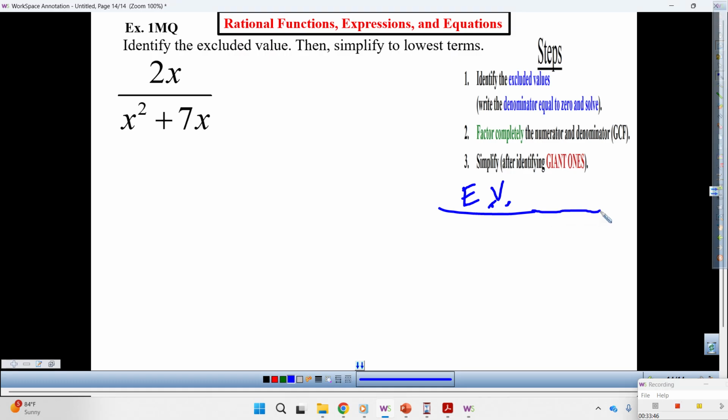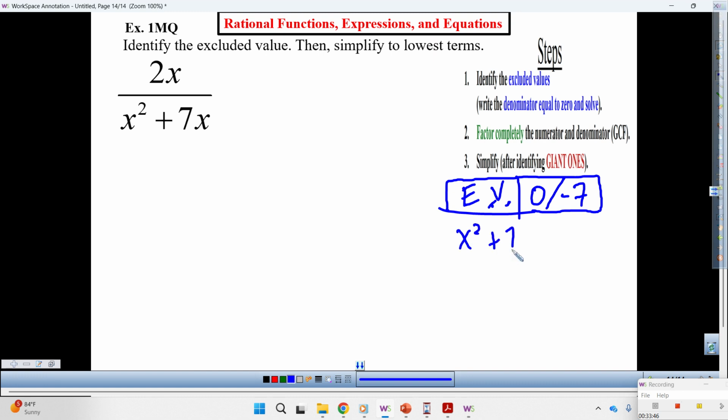All right, excluded value. Good talk with your neighbor. What were my two numbers? Give us one, Carlos. 0, he said. How about another one, German? -7. Hands up if you got that. And how do we get that?